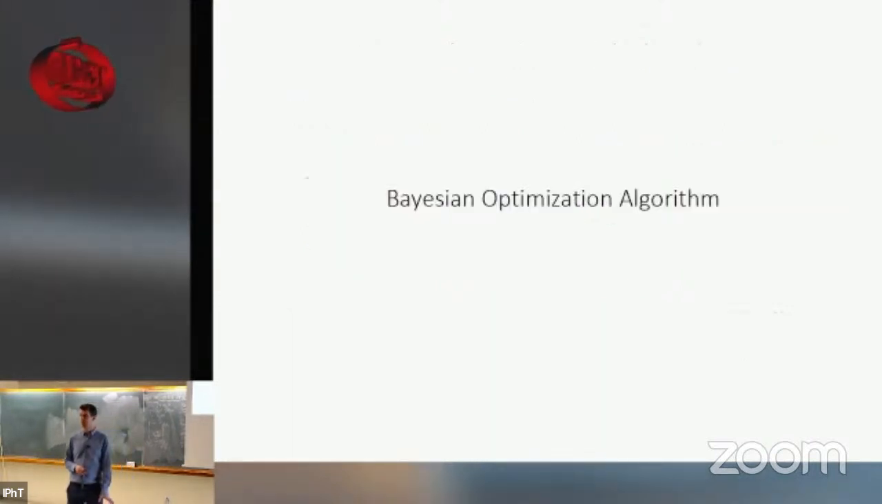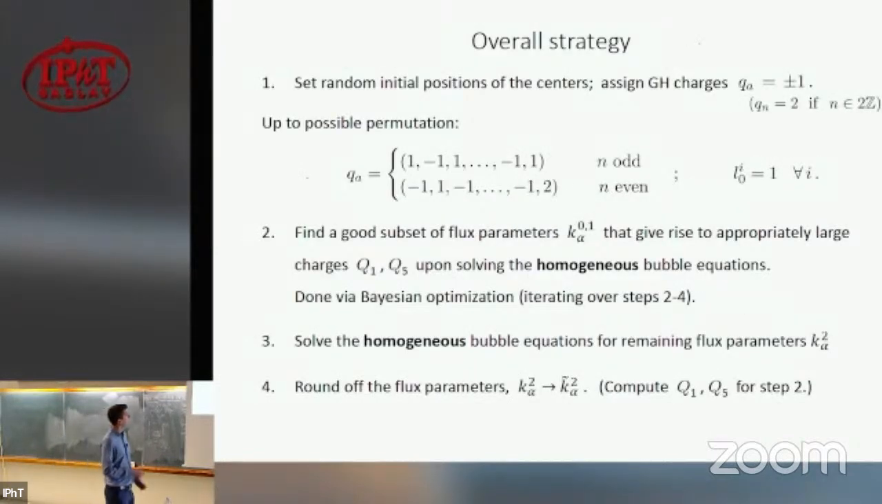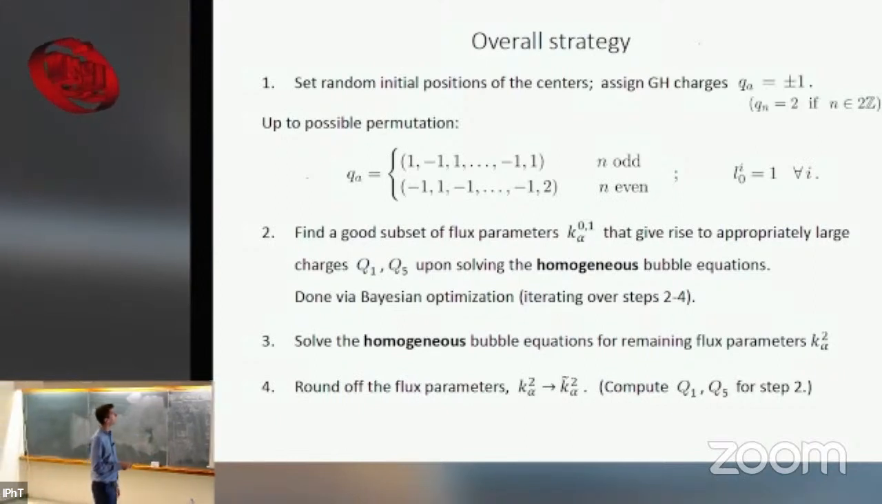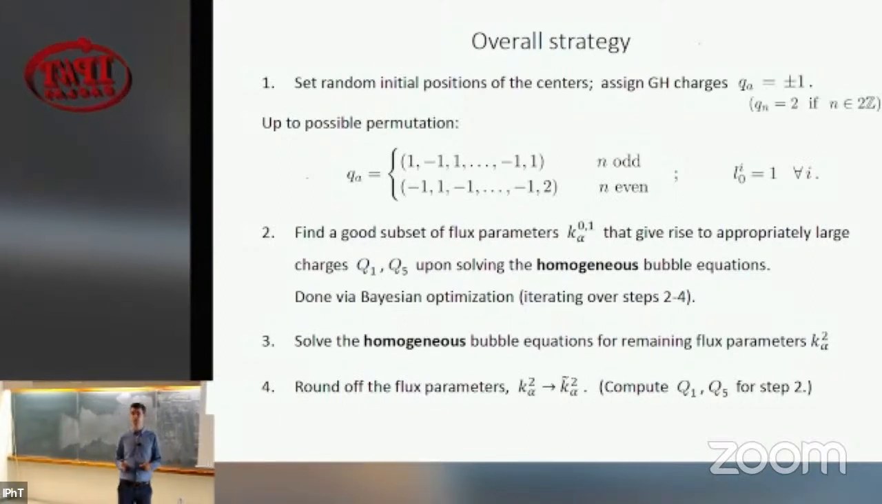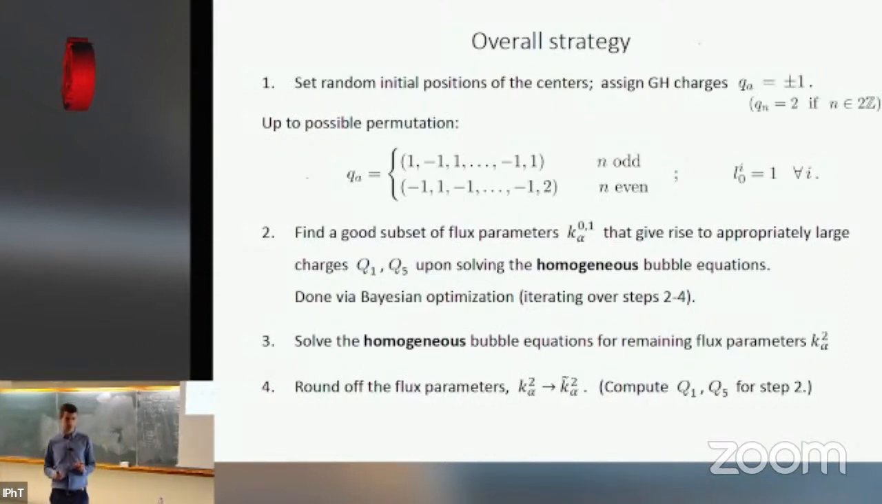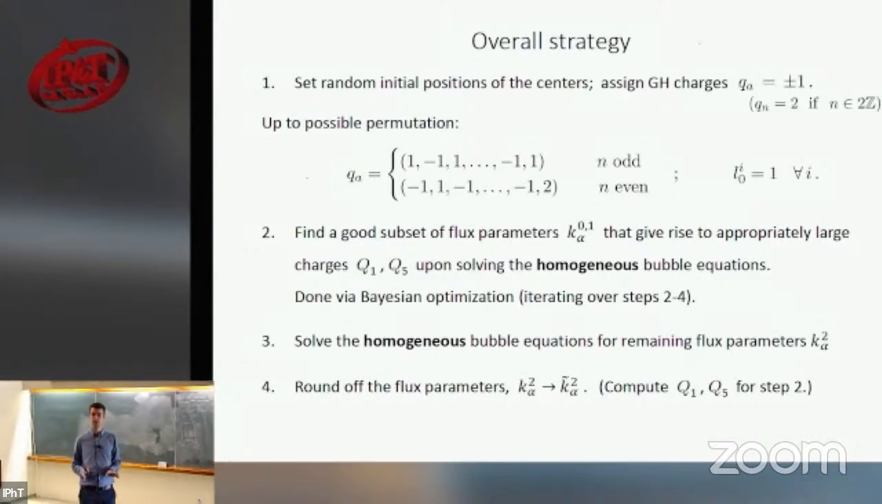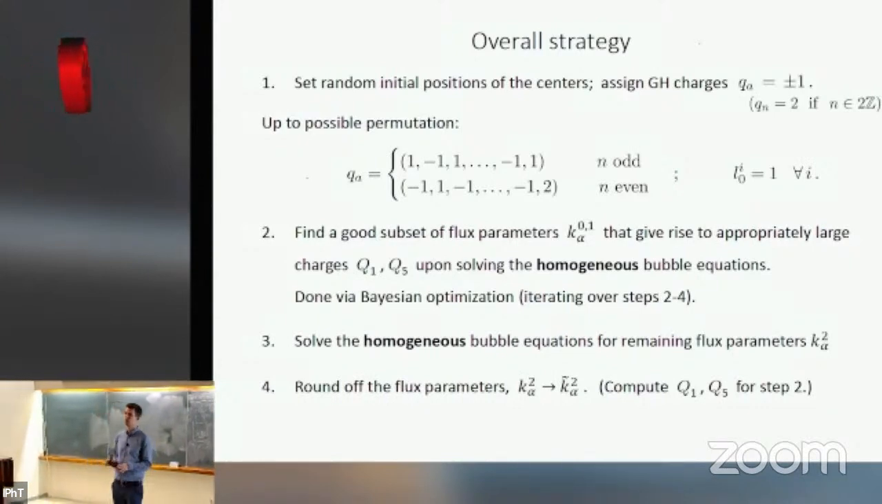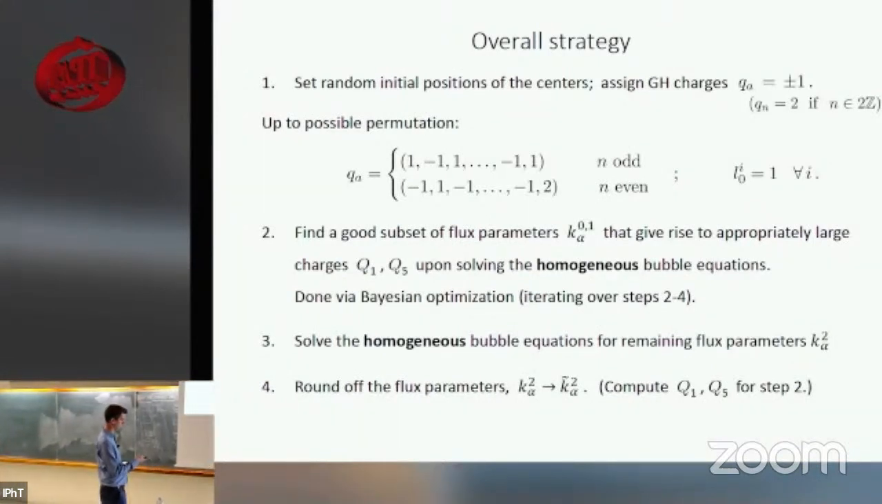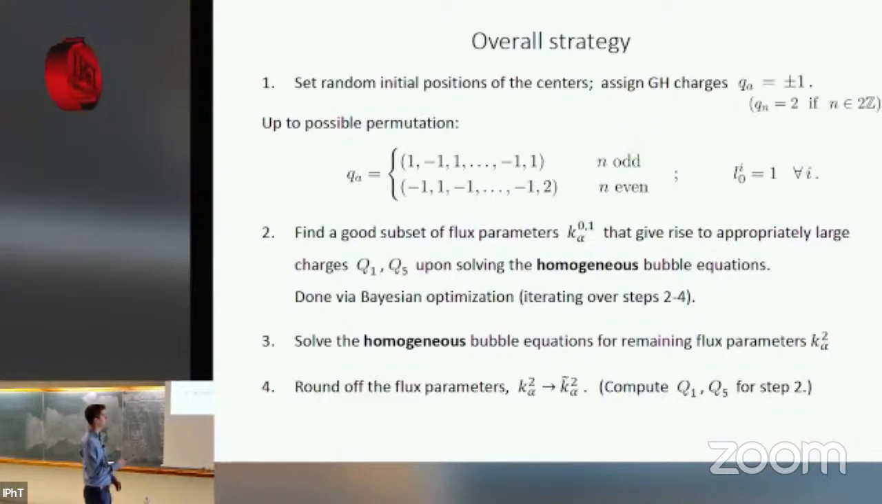Okay, so first part of the algorithm. There are always some choices in what we're going to look at. So we chose to set up random initial positions of the centers with Gibbons-Hawking charges plus or minus one. This means that if we manage to build good solutions, they will be completely smooth in five dimensions with no orbifold singularities whatsoever. That is possible to do, as it happens, only if the number of centers is odd. If the number of centers is even, there's going to be one center which will have a Gibbons-Hawking charge two, so a Z2 orbifold singularity, but that's life.